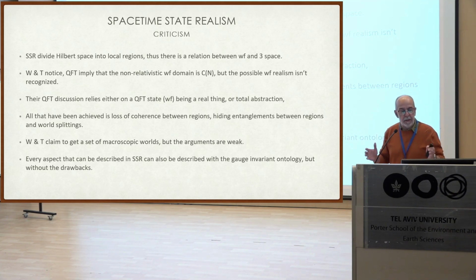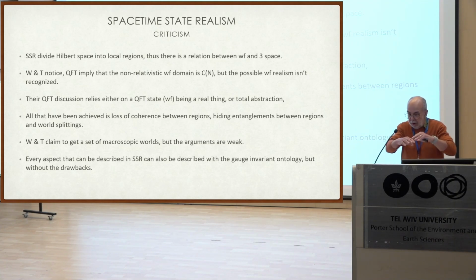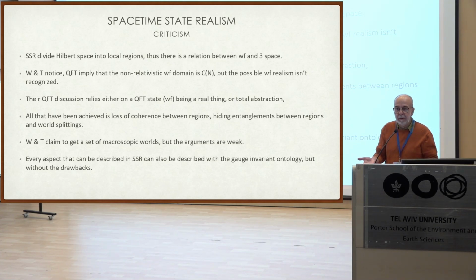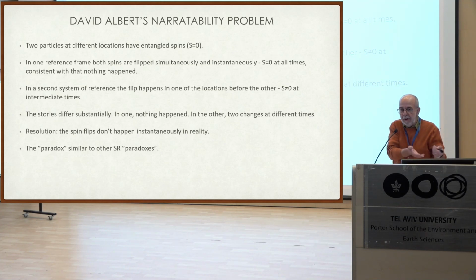Every aspect that can be described with space-time state realism can also be described with the gauge invariant ontology that I've given you, but without the drawbacks. Because of course you can still look at a single region. If you would like to look at locality questions that have been discussed, then of course you can just take a region and take the density matrix that describes that. That's fine, that goes within this, no problem.